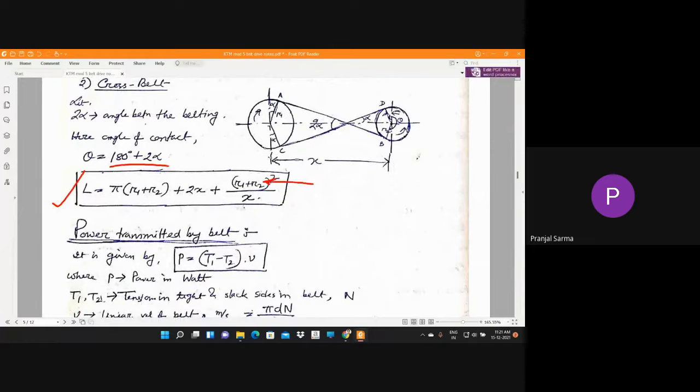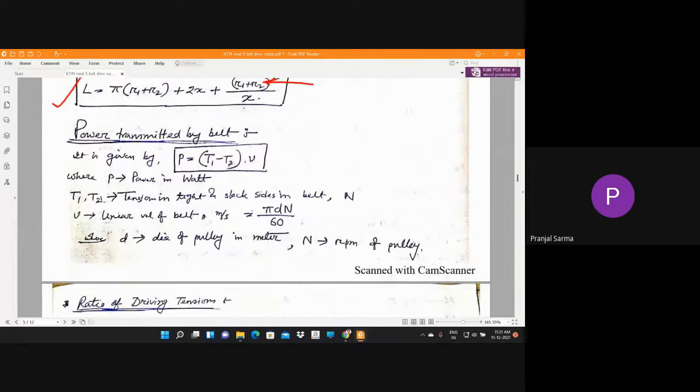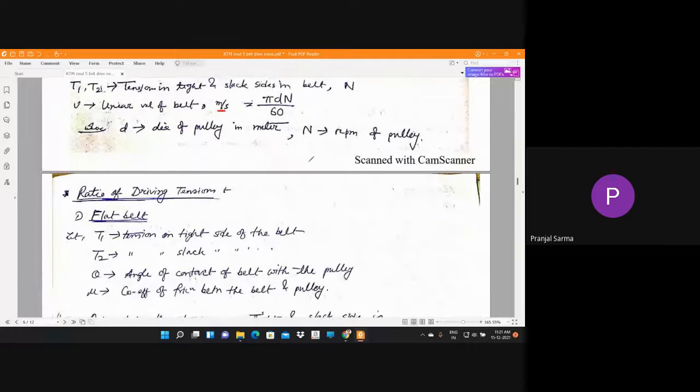Rest is similar. Next, the power transmitted by the belt we have seen. This is T1 minus T2, that is basically the driving tension. Driving tension into the linear velocity of that particular belt in meters per second gives you T into V, which is the power transmitted by the belt, where T1 and T2 are the tensions in the tight and slack side of the belt in Newtons.